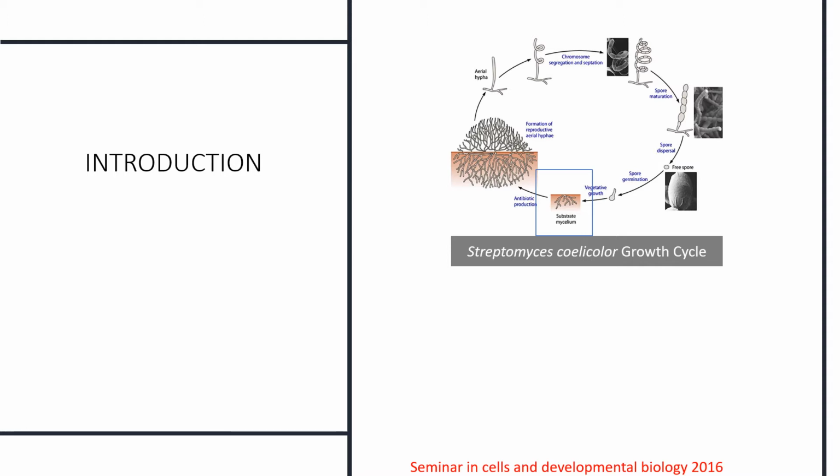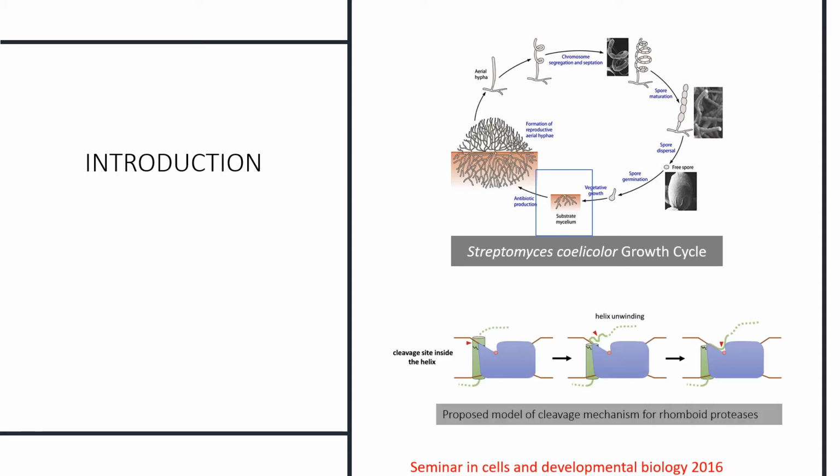The presence of rhomboid proteases, a signaling molecule, suggests the direct involvement in the developmental cycle of Streptomyces. Rhomboid proteases are enzymes that catalyze the cleavage of peptide bonds. SCO3855 is one of four putative rhomboid proteases found in Streptomyces coelicolor, a model organism for Streptomyces used by the Trujillo lab in our quest to understand the role of rhomboids. Over here, we observe the proposed model of cleavage mechanisms for rhomboid proteases.